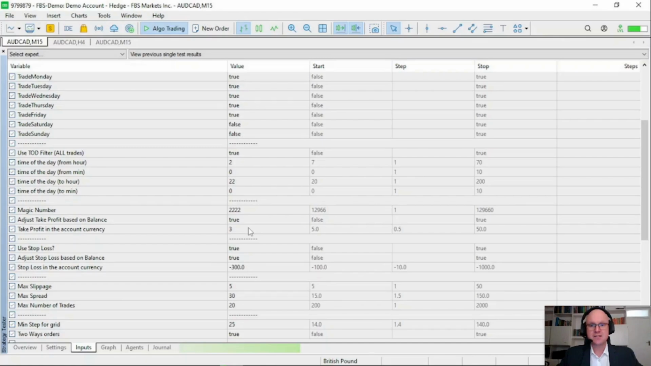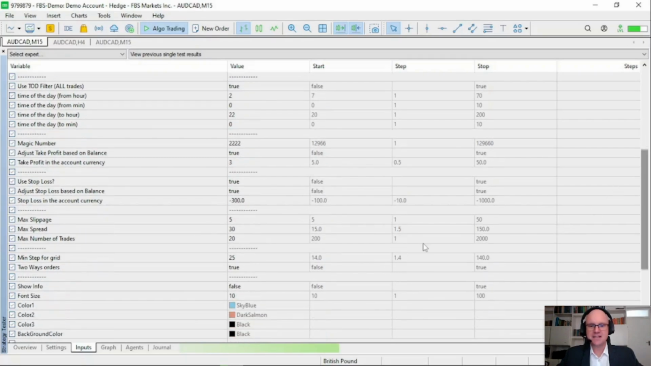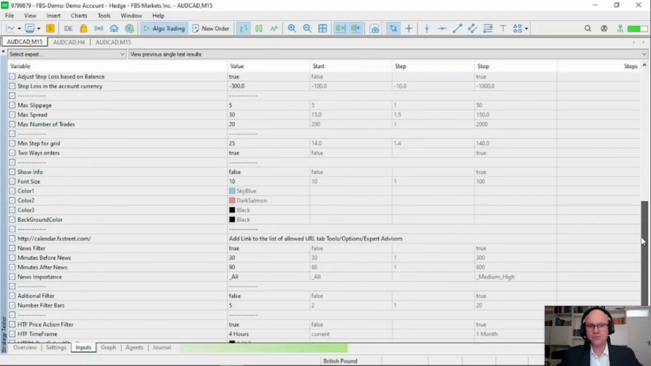However, it is adjusted for the size of the account balance. Additionally, I'm also using a stop loss of 300 that has also been adjusted for the account balance. When we take a closer look at the maximum slippage and spread, these need to be adjusted for your specific broker. I've also limited the quantity of trades allowed from 200 to 20 and increased the minimum step of the grid from 14 to 25, using bi-directional trading.